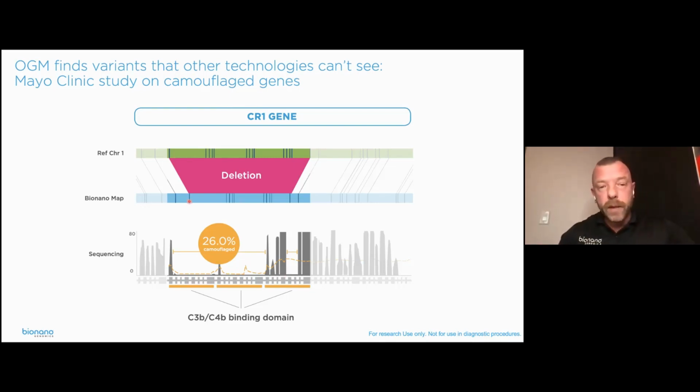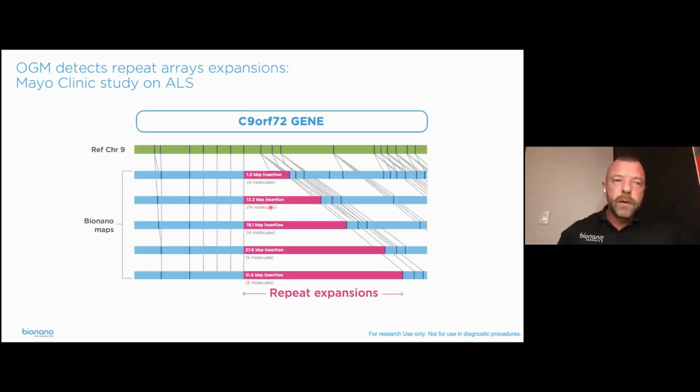Bionano doesn't have that problem because of our long molecule, so we picked up this deletion in this region, which may be associated with Alzheimer's disease. This is a study from Mark Ebert at Mayo Clinic, and there's a great webinar by him on our website as well. And another study from Mark Ebert was on ALS.